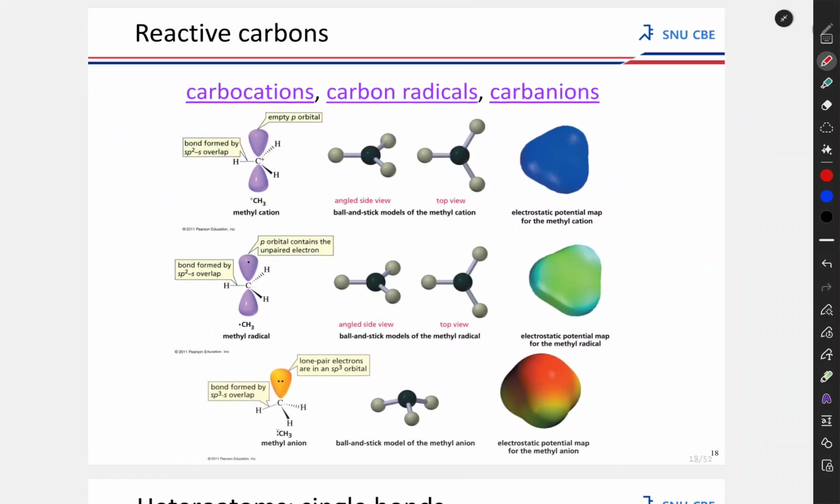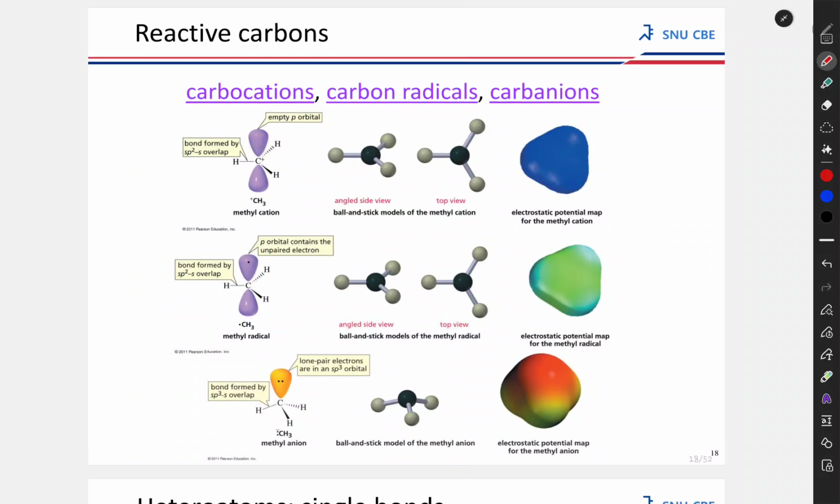There's a special case, the reactive carbons, and the rule applies for this case too. We'll learn about the carbocation a few chapters later, and carbon radical. We'll learn about the radical chemistry in OChem2 though, right? But you know what a radical is, right? And then carbon anions, right?